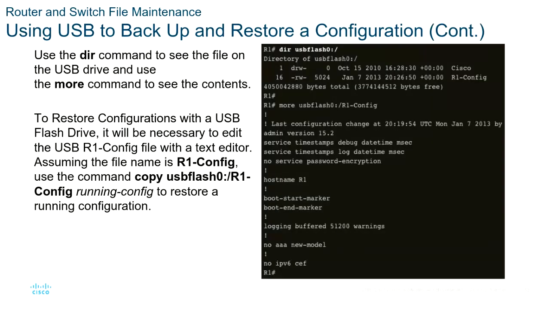Then we can use our USB to back up and restore a configuration file. So when he did the directory listing of the USB flash at the top of the black screen printout, he sees that that R1-config file has been saved. And then he can print it to the screen and make sure it's proper.